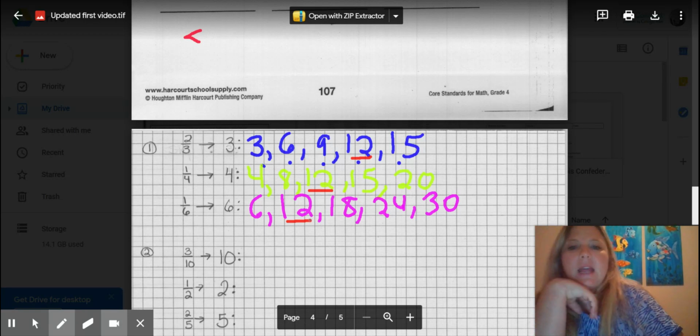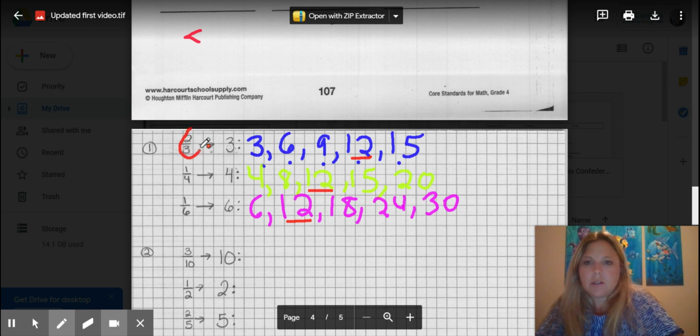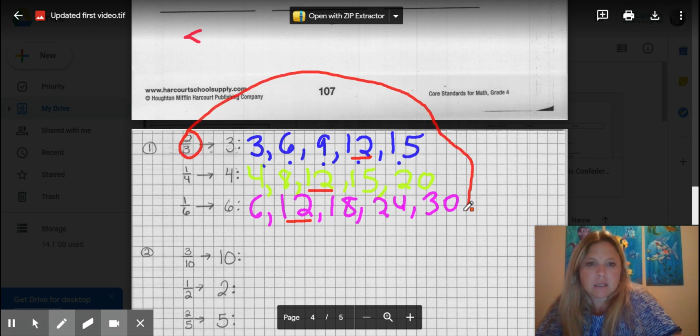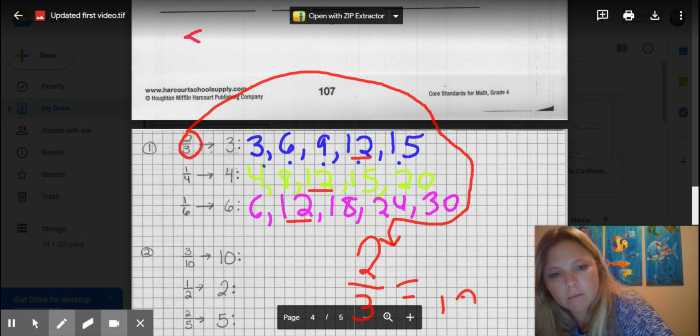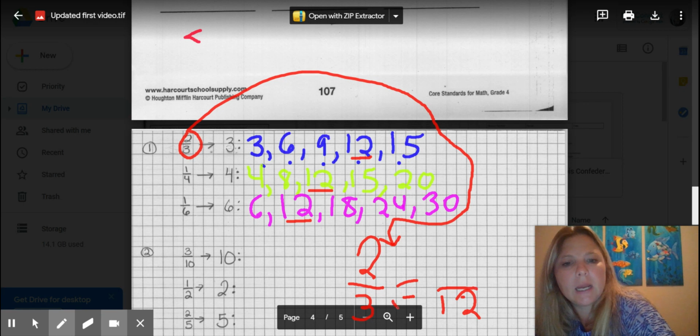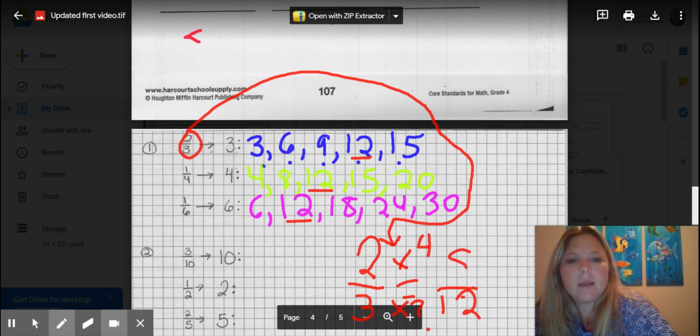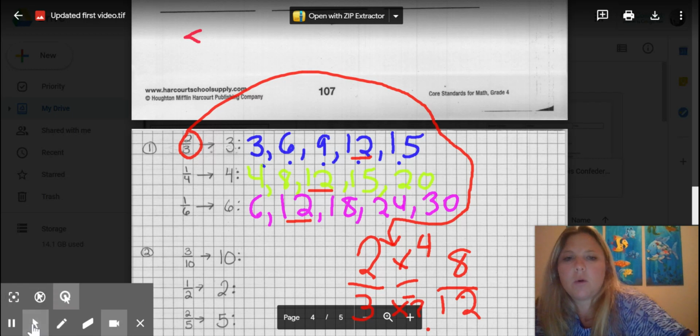If I take my fraction 2/3, and because of space I'm going to write it right here, I'm trying to figure out what's equal to 12. So 3 times what equals 12? 4. Whatever you do on the bottom, you have to do on the top. What is 2 times 4? 8. Now I'm going to scroll up to give us more workspace.